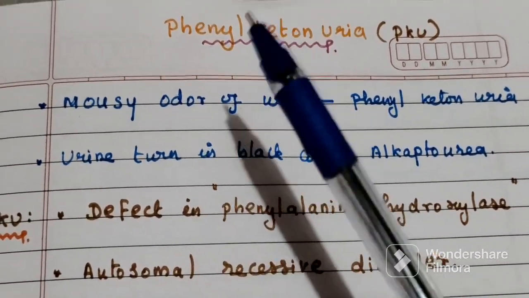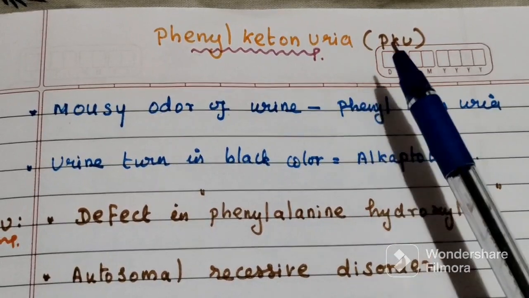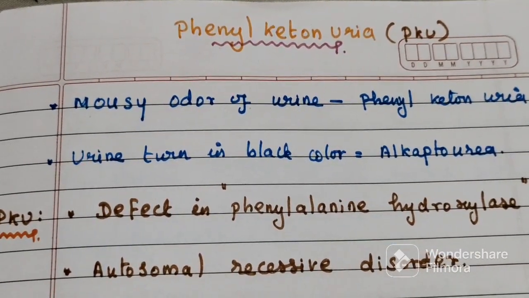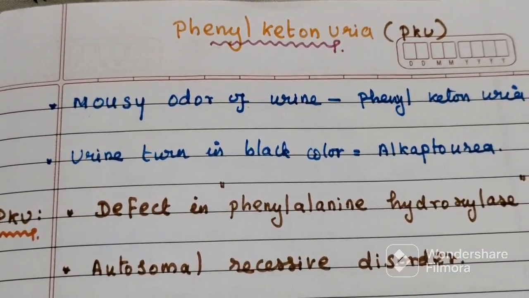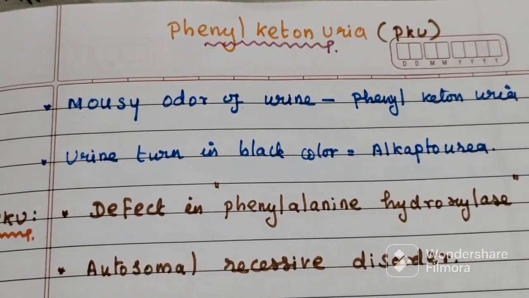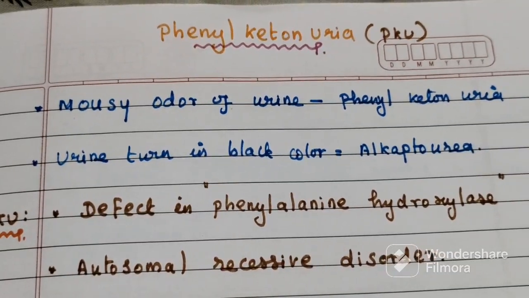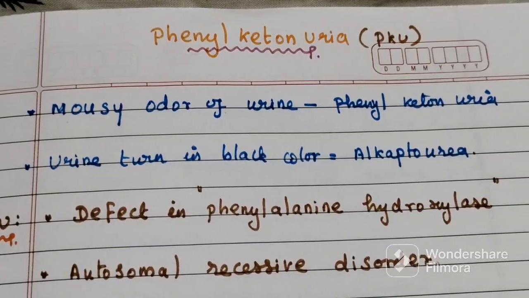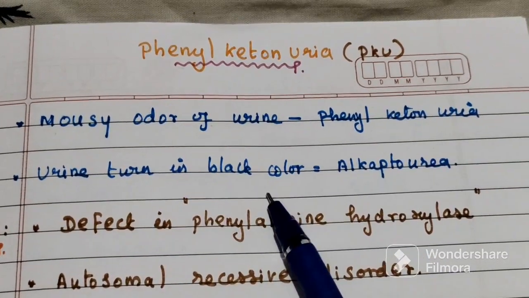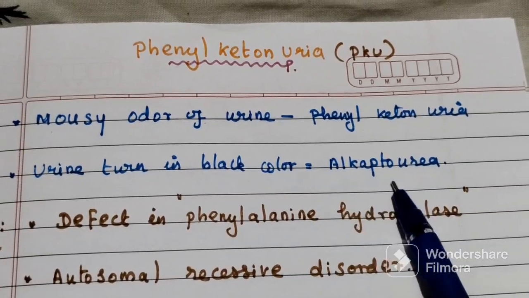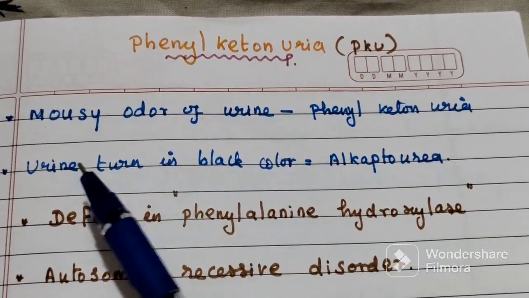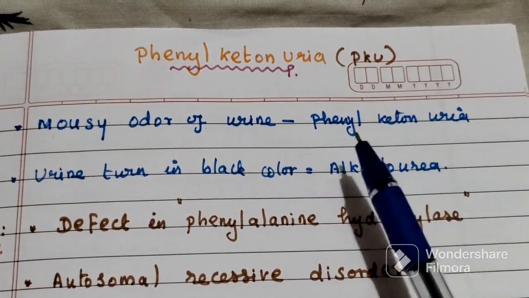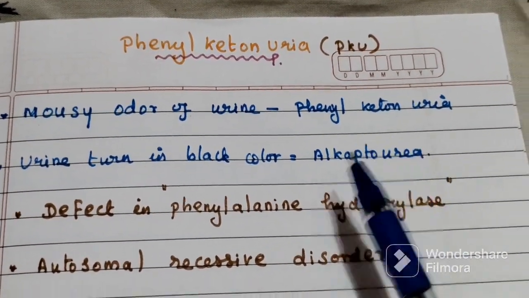Today's topic of discussion is phenylketonuria, PKU. This one comes under inborn error of metabolism of phenylalanine. If there is a mousy odor of urine, the case will be phenylketonuria. If the urine turns black in color, the case is alkaptonuria. So, mousy odor, phenylketonuria.